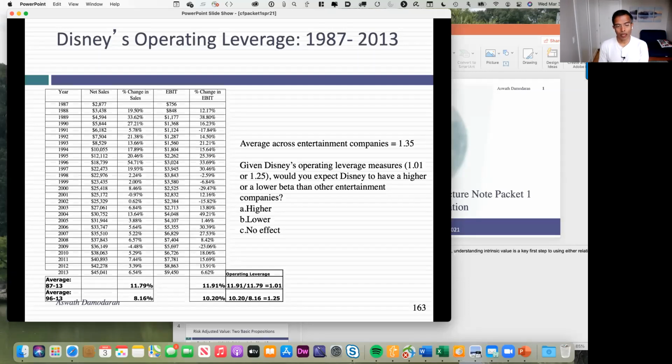You divide 11.91 by 11.79, you get a ratio of one. You're saying, what does that even mean? 1.01. For every 1% change in revenues, operating income changed 1.01%.